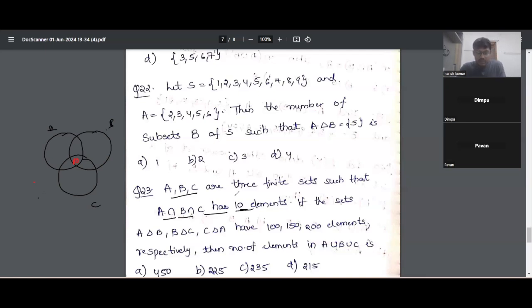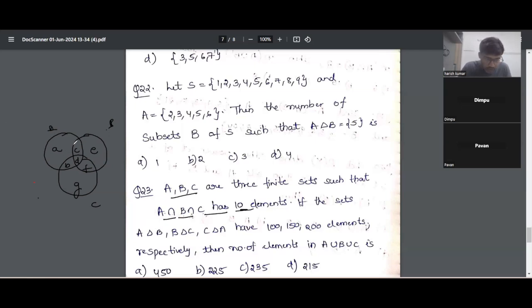Now it is being said that the sets A delta B. Now what is A delta B? So first of all, let's name the individual parts so that it will become easy for us. So this part, let it be A. This part, let it be B, C, D, E, F, G. Okay. We have named these parts.